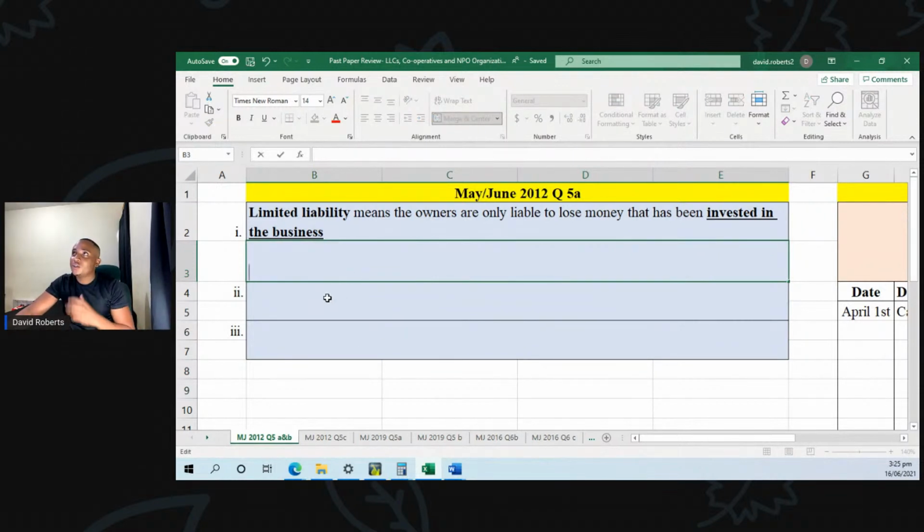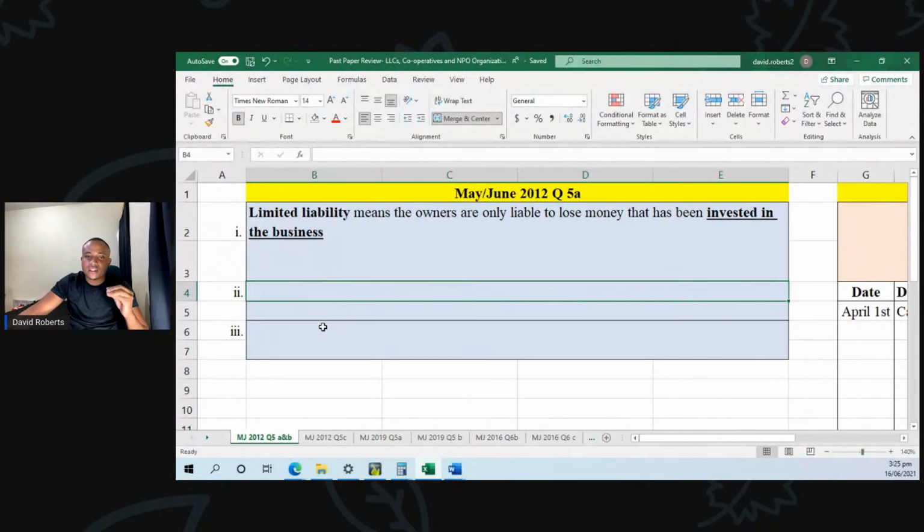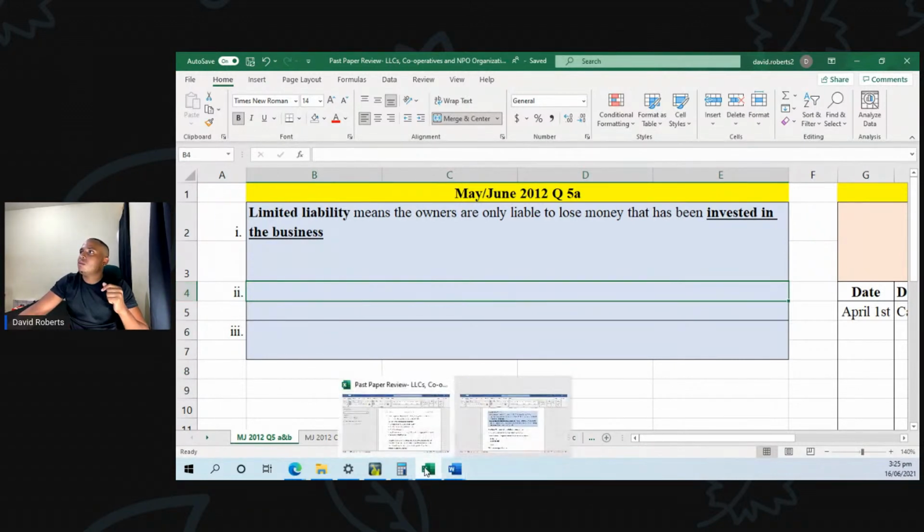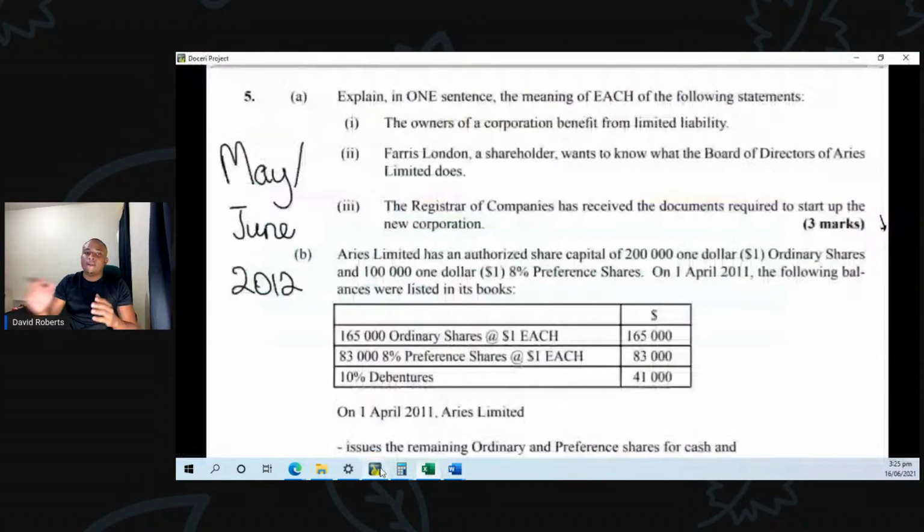All right, great. So that's the difference between limited liability and unlimited liability. All right, so let's go on to part 2. Great, I've seen all the wise. So you have Faris London, a shareholder, who wants to know what the board of directors of Aries Limited does. So in a limited liability company, what is the role? What is the function of the board of directors?